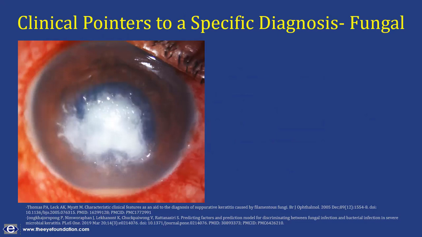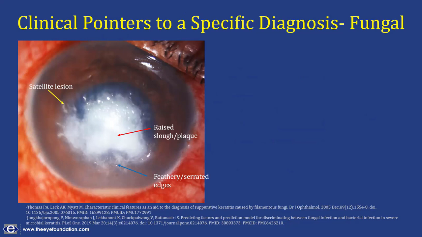Now, with respect to clinical pointers towards a specific diagnosis, probably filamentous fungal keratitis is the one that has been the most well studied and well described in this regard. And we know that the presence of a raised slough or a plaque-like infiltration, the presence of feathery margins or serrated edges, and the presence of satellite lesions all point towards the diagnosis of fungal keratitis.